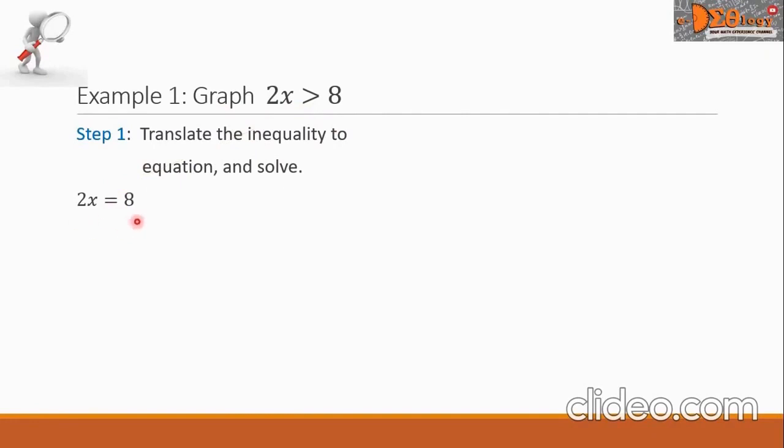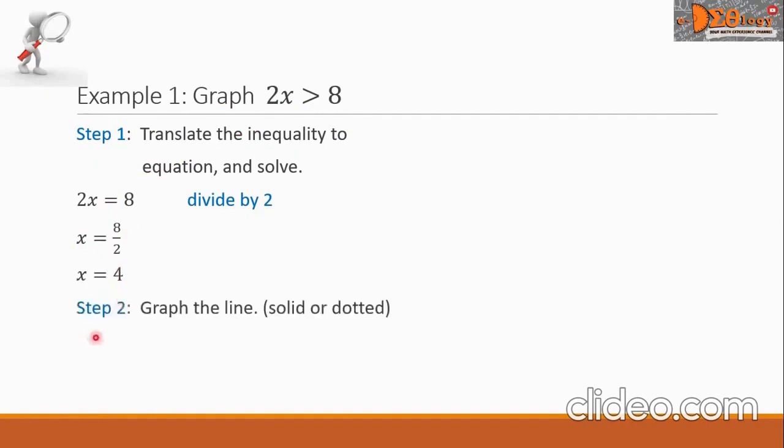Let us divide the equation by the coefficient of x, which is 2. So 2x divided by 2 will give x, and the right side would be 8 divided by 2. And the quotient equals 4. So we have x equals 4. For step 2, let us graph the line. It may be solid or dotted.